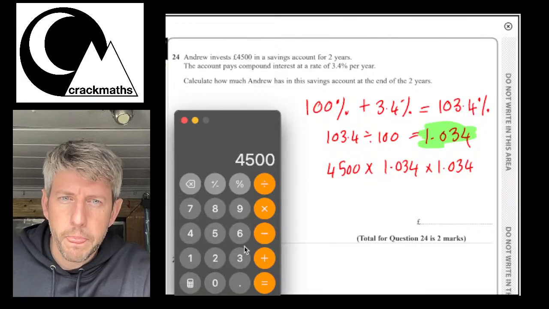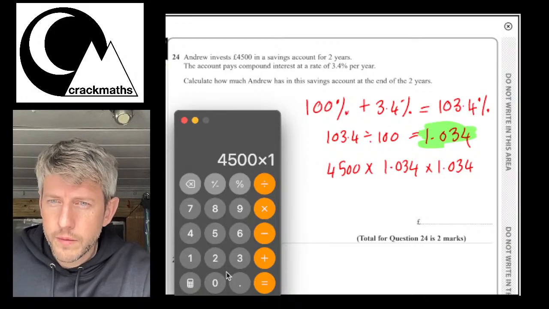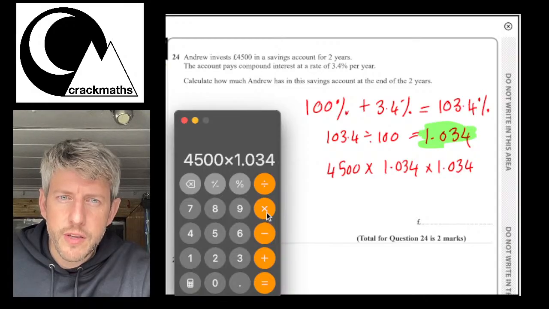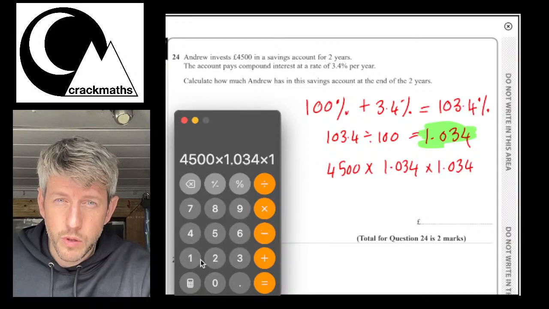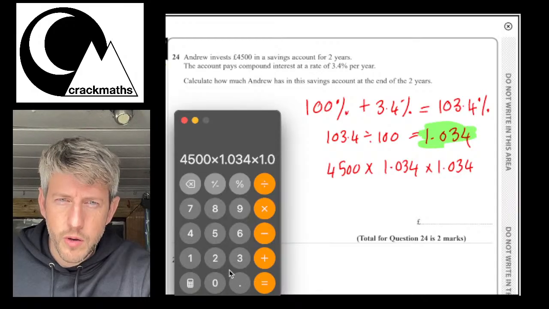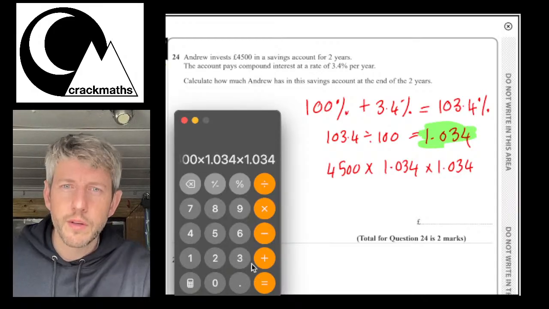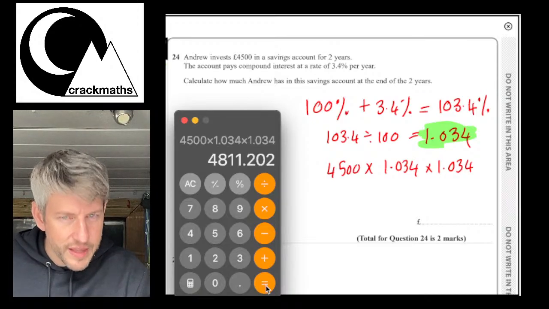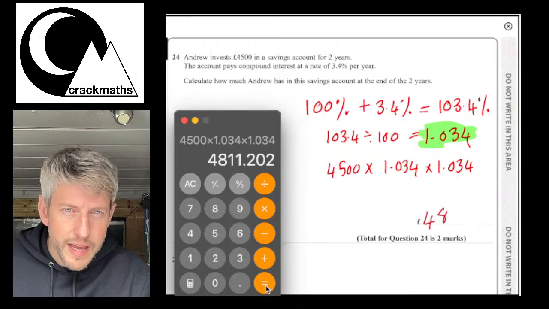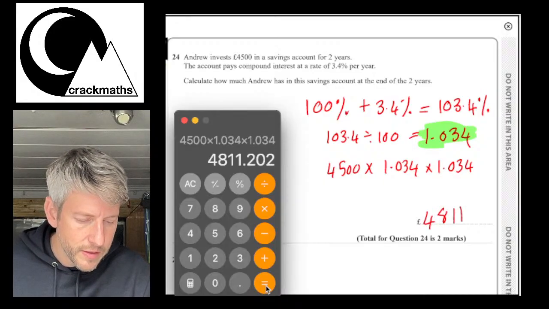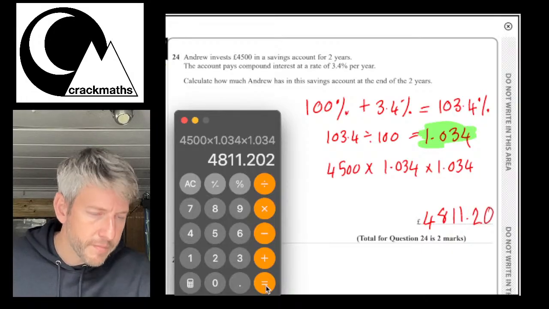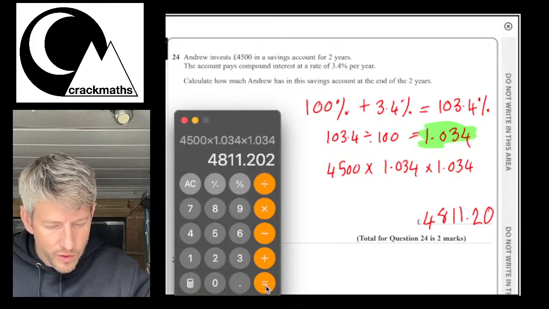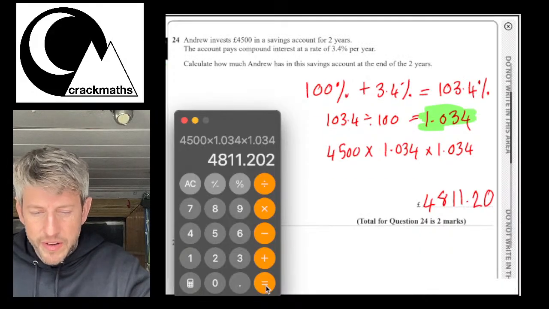4,500 times 1.034 for the first year times 1.034 for the second year. Okay, so there we go. So at the end of 2 years, he is going to have £4,811 and 20 pence. Okay, I'm going to leave it as pounds and pence there because it makes sense, because it's money.